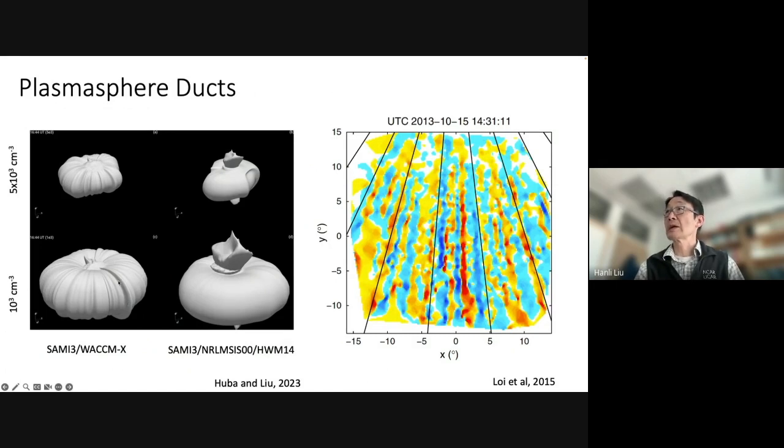You can see directly their effects, and such plasma ducts have been observed in satellite and also ground-based radar observations. So you can see the streak structure very similar to what has been simulated.